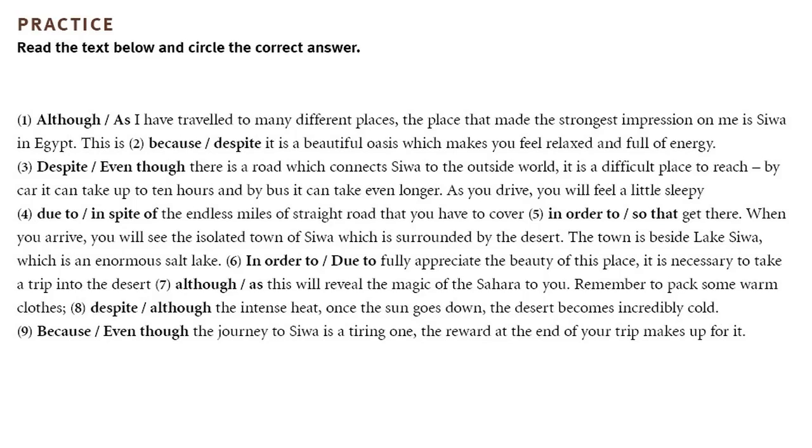Practice. Read the text below and circle the correct answer. Answers are: although بالرغم من, because بسبب, even though حتى وإن, due to بسبب, in order to لكي, in order to لكي أيضا, as لأن, despite بالرغم, even though بالرغم من.